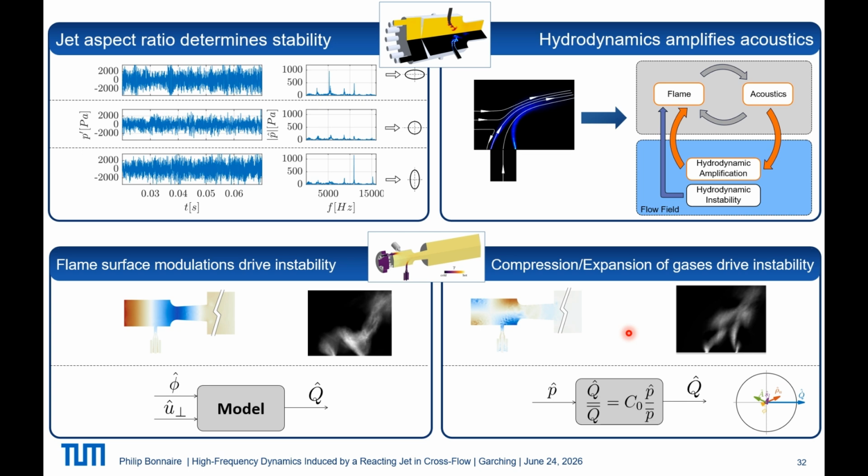For the perfectly premixing, we did not observe flame surface to be in phase. So there's only one parameter which is in phase with the global heat release, and this is the unburned density. And as already mentioned, the density is directly linked to pressure fluctuations. So we have a compression and expansion of the gases which drive the instability. So we can directly propose a model which links pressure fluctuations to heat release fluctuations.